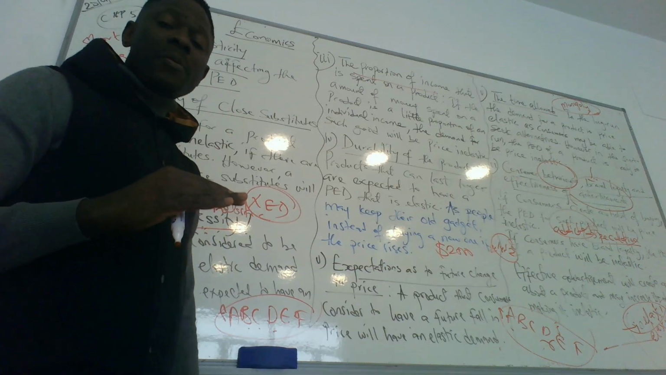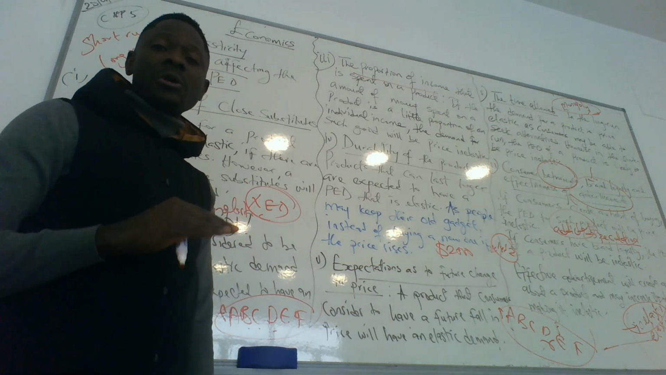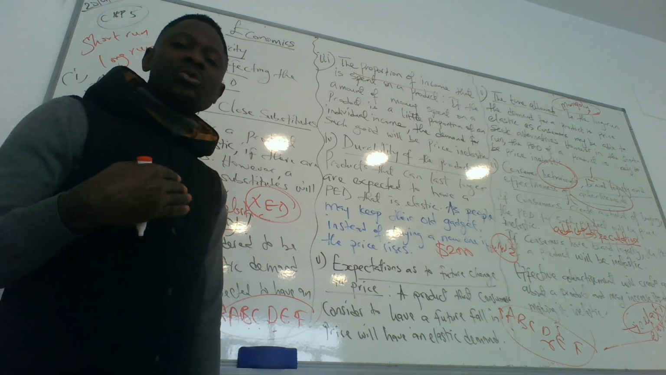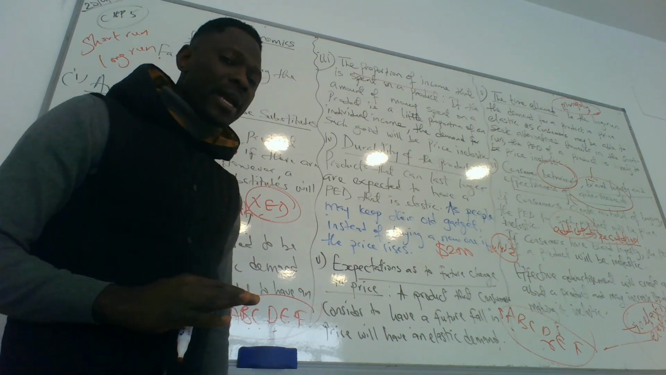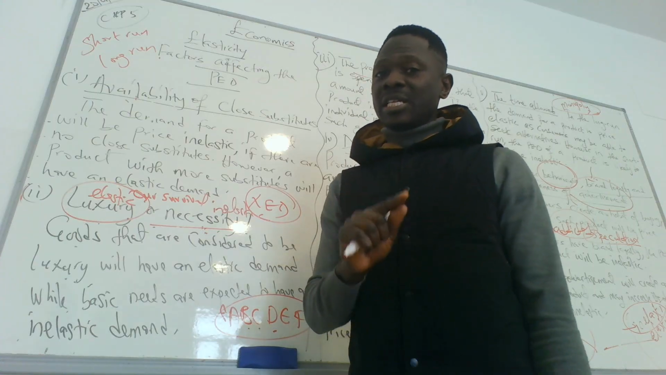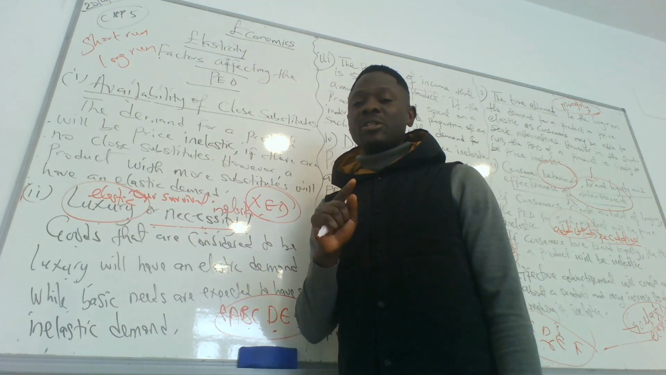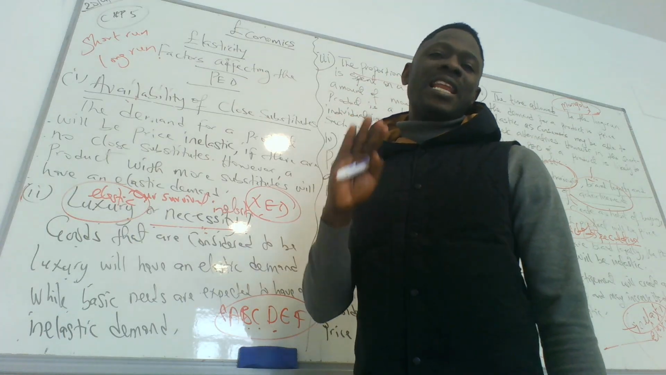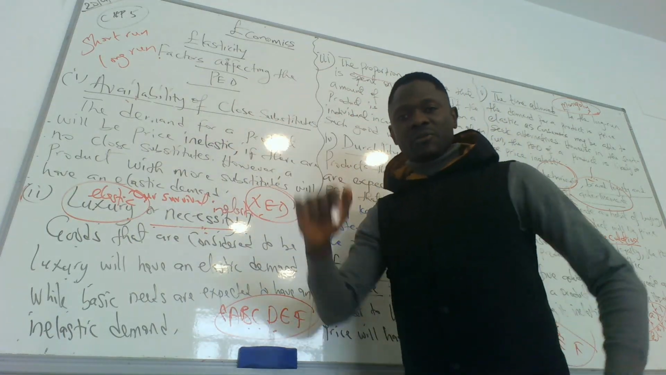However, if a product does not have close substitutes, then the demand for it will be price inelastic because consumers will not have any other choice than to buy. So a product with close or many substitutes will have a PED that is elastic, and a product that does not have close substitutes will have a PED that is inelastic. That is for availability of substitutes.